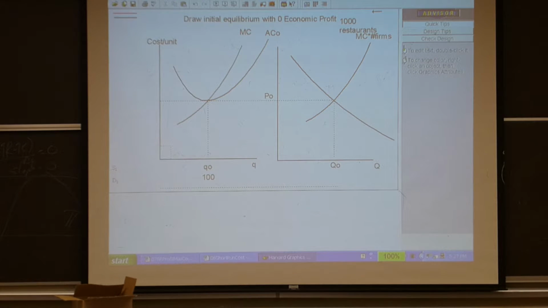What is the total market output in Toronto? 100,000. Right, everybody? One restaurant produces 100. 1,000 restaurants produce 100,000 meals a night. Okay, good. That's equilibrium. You show the equilibrium price and the equilibrium output here. So this is the Toronto restaurant industry at equilibrium.